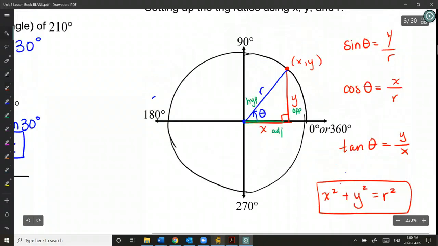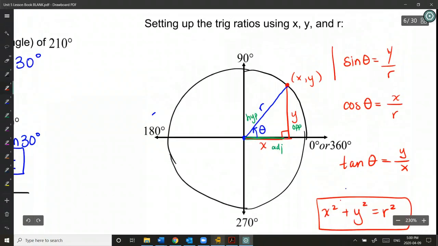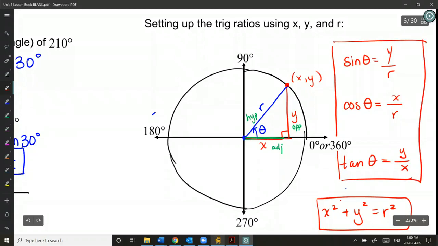Okay, you can box this up because we're going to use this in this unit. So just highlight it or box it up. Make sure that it's available in your notes if you need to look back at it.